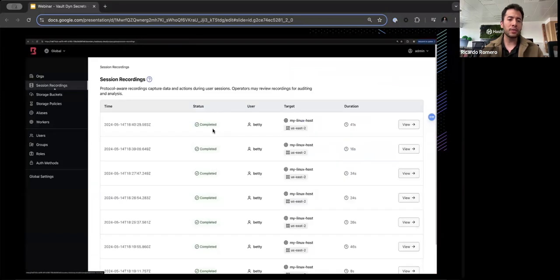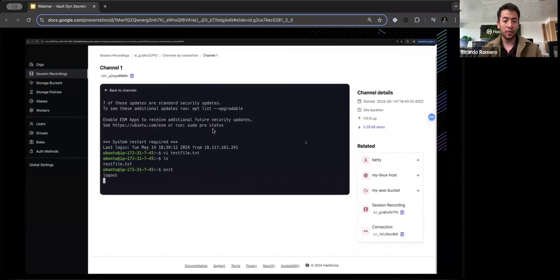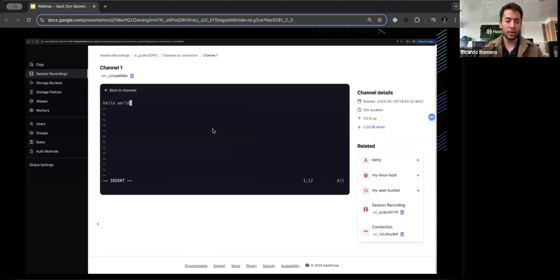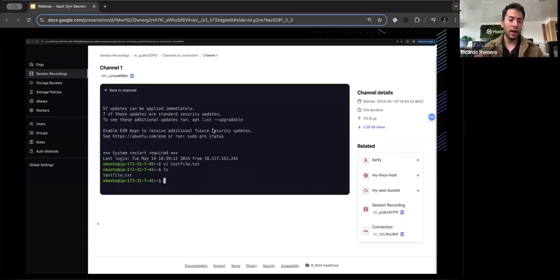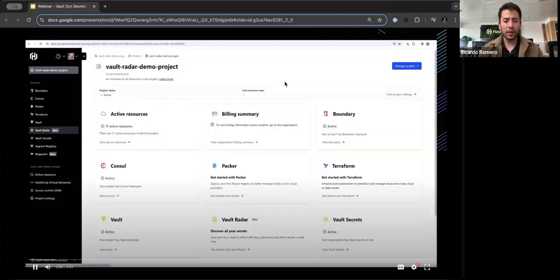But in case we need to adhere to some compliance rules or regulations, we also have here the recording of that session. And we can see that anything that happened in that session, like for example, creating the different files or all the different configurations that we made, are stored here in Boundary, and we can look at them right after it was created. As you saw here, the session ended just a few seconds ago, and we already have access to those recordings. And that's basically what I wanted to talk to you about right now.